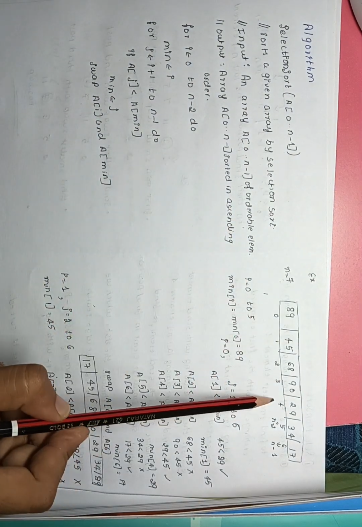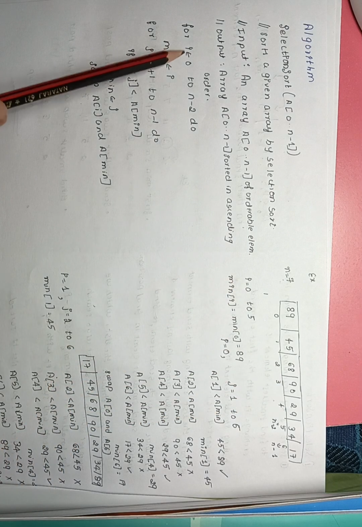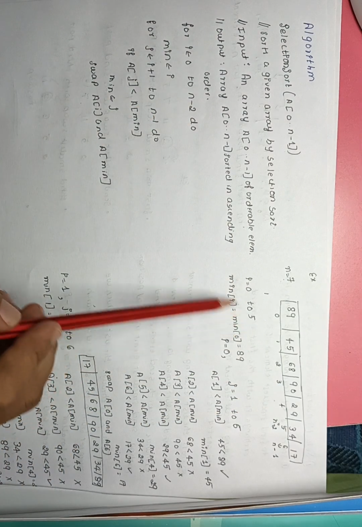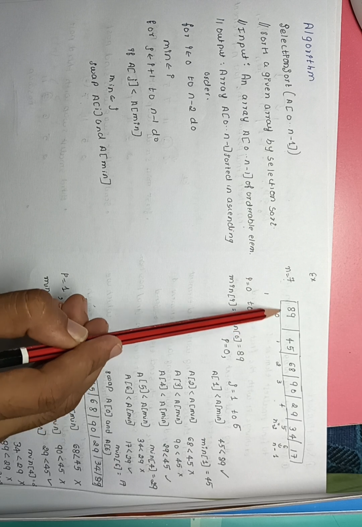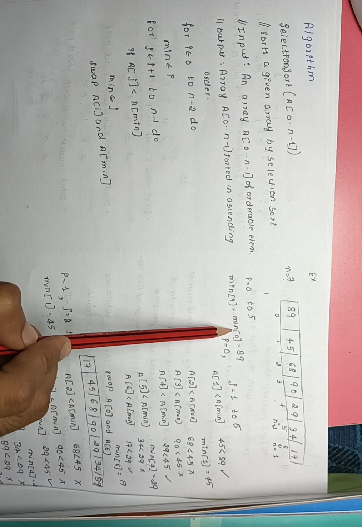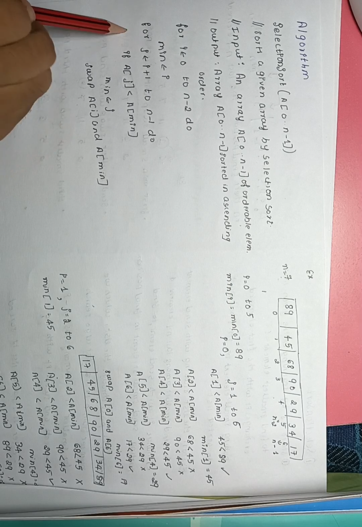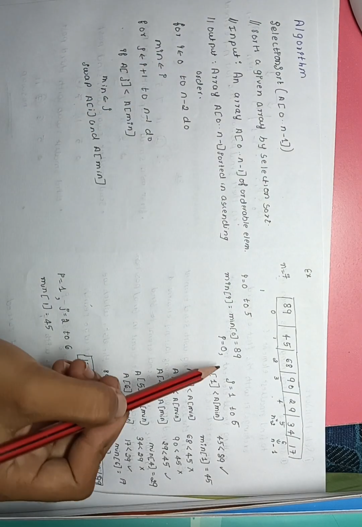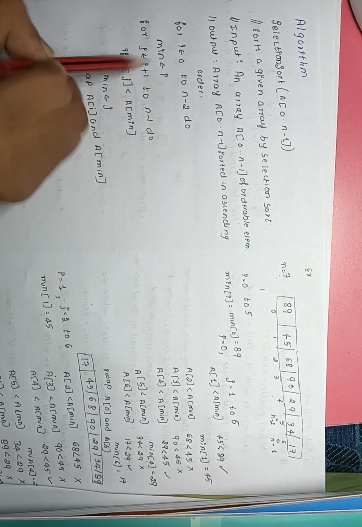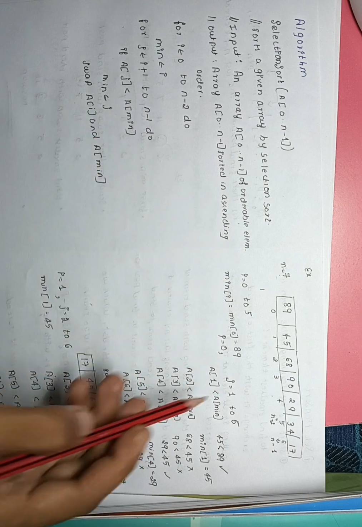Okay, we have 7 elements. For i from 0 to 5, min is i. Set min to i, that is 0, so A[min] is 89. Next, entering the loop, we set i to 0. Next, j is i+1, going from 1 to n-1.